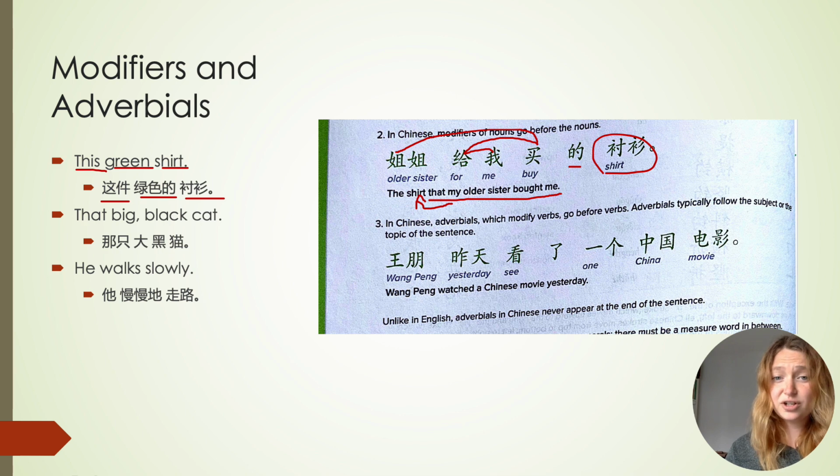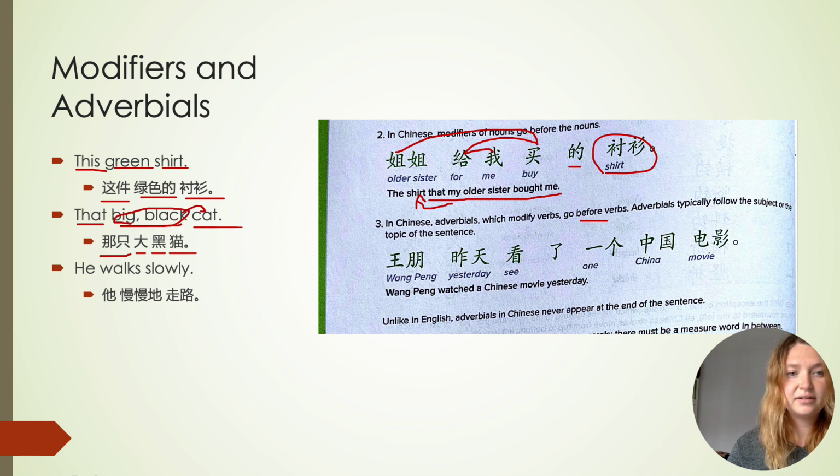And then the next rule, which is a similar rule, is about adverbials and adverbial phrases. Adverbials also go before verbs and typically follow the subject or topic of the sentence. Oh, sorry, I had one more example over here. That was a simple one instead of this long phrase. We also have that 那只 big black 大黑 cat 猫. So again, we put modifiers before the noun that they modify.